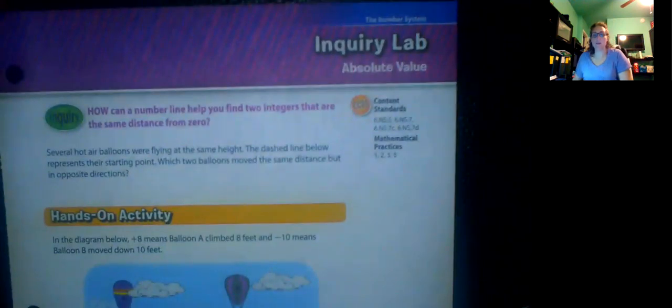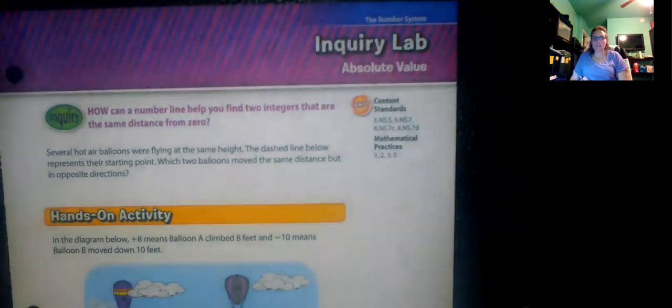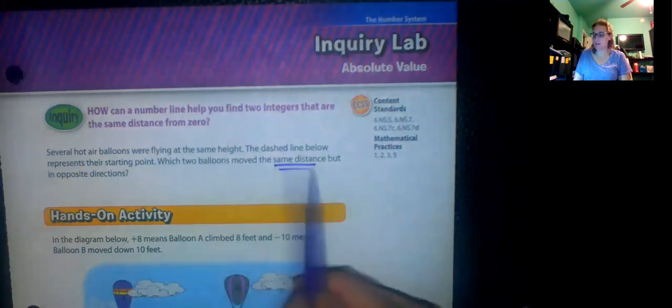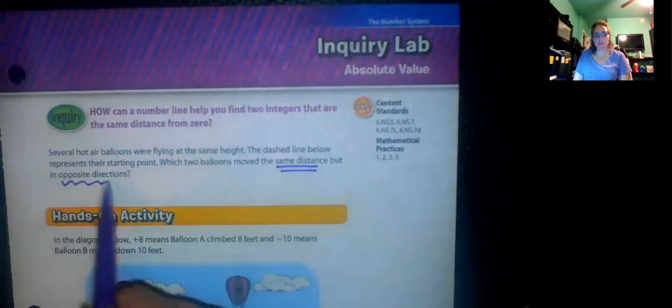Okay, so we're going to start with this. It says, how can a number line help you find two integers that are the same distance from zero? Several hot air balloons were flying at the same height. The dashed line below represents their starting point. Which two balloons moved the same distance but in opposite directions? So we want the same distance but in opposite directions.